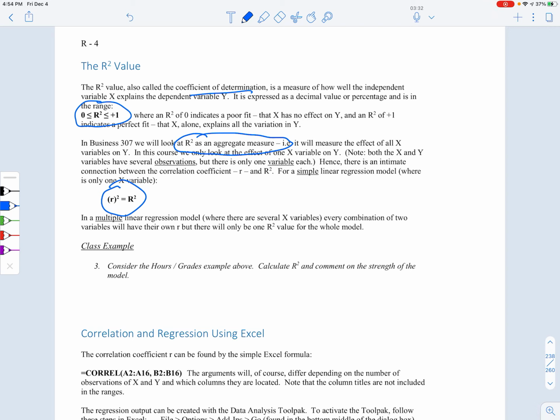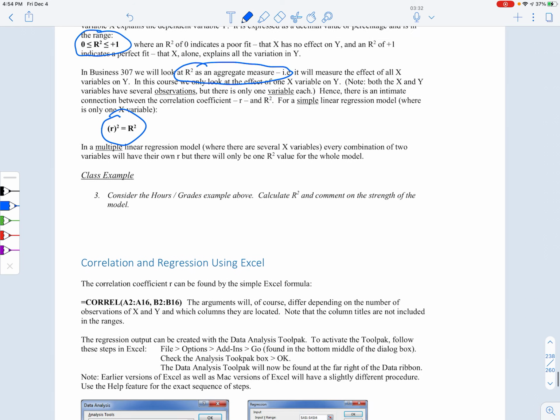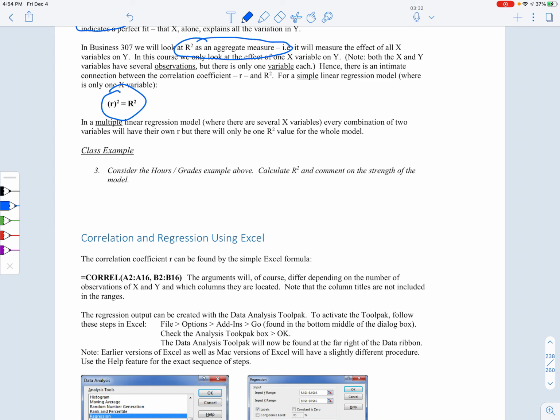Okay, now you can also see why R squared goes from 0 to +1. Little r, of course, went from -1 up to +1, but when you square a negative number, you get a positive number. So R squared goes from 0 up to +1. So in our particular case, it's really easy to calculate the R squared value. R squared would simply be equal to the little r value that we calculated, squared.